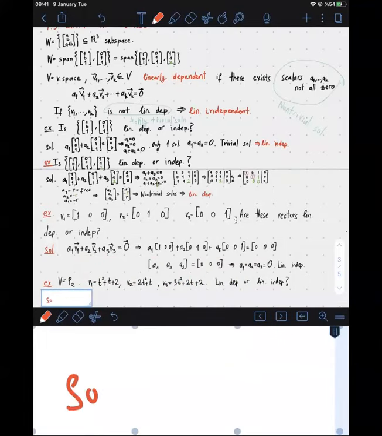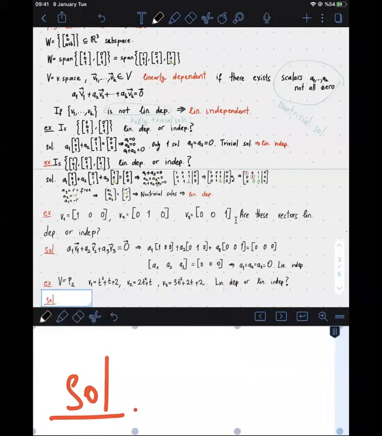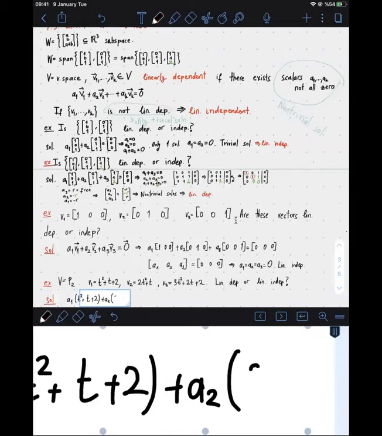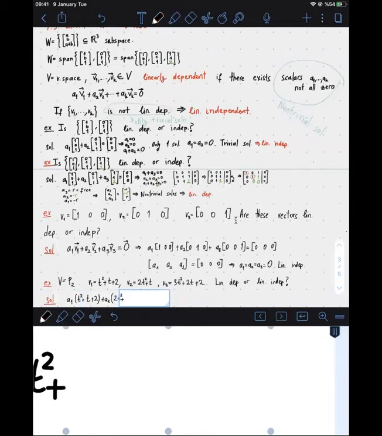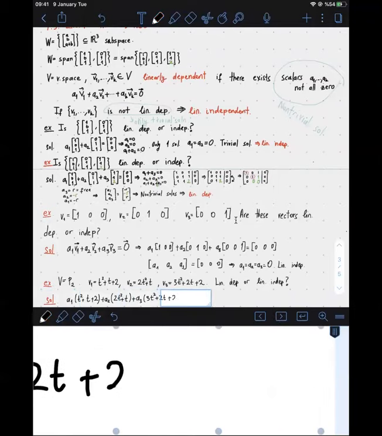Let's see how we do this one. Again, we consider their linear combination like this. I don't want to write in full detail, so let's just write it like this: a1 times the first vector plus a2 times the second vector plus a3 times the third vector, and this equals the zero polynomial in P2. What is the zero polynomial in P2?